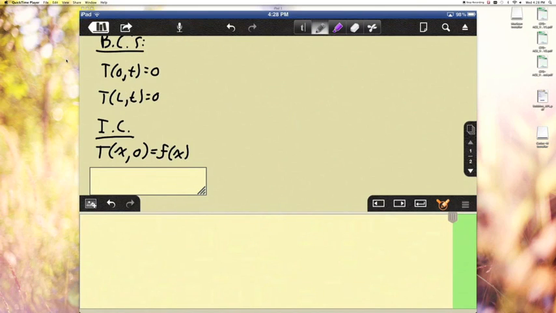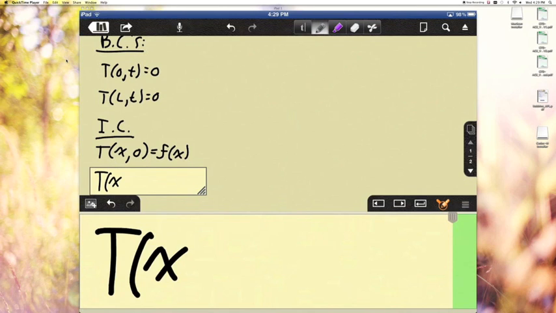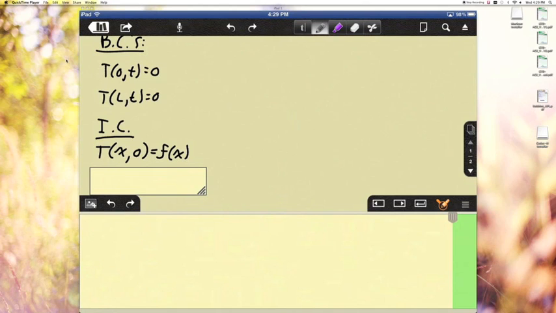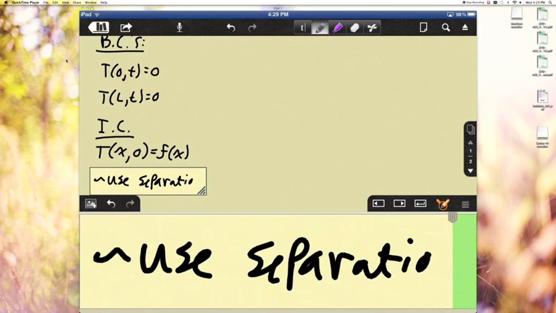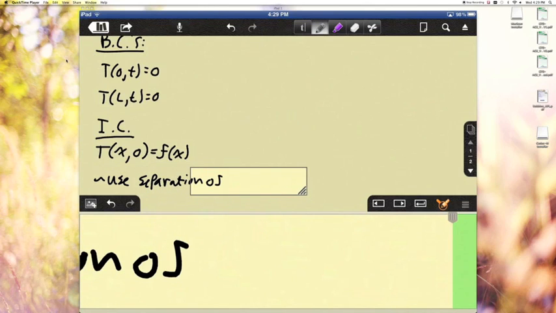So, how do we go about solving this particular problem? We can use separation of variables to solve this problem. Separation of variables basically tells us that we can assume that this multivariable function is equal to the multiplication between two functions of each separate variable. Actually, let me just write this down here. So we're going to use separation of variables.